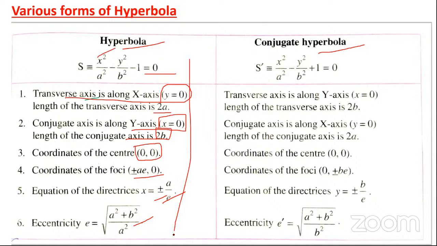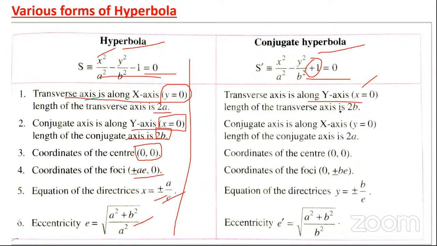This is the hyperbola. If it's a conjugate hyperbola, where the transverse axis and the conjugate axis are interchanged, then the equation may be changed. This is only plus 1. So here the transverse axis is along the y axis, that is x equal to 0, so there is no x coordinate.